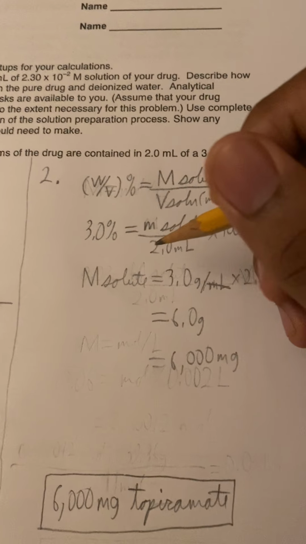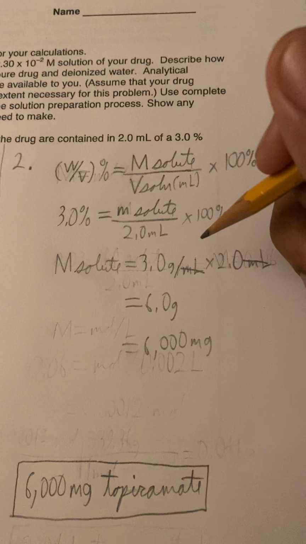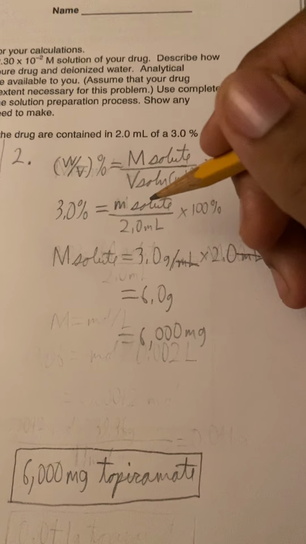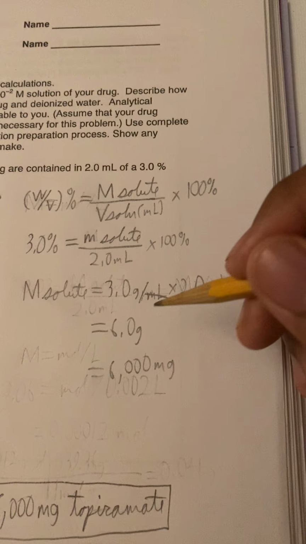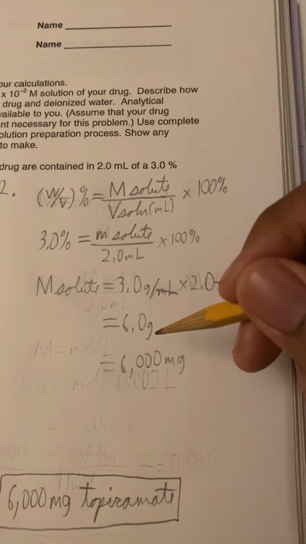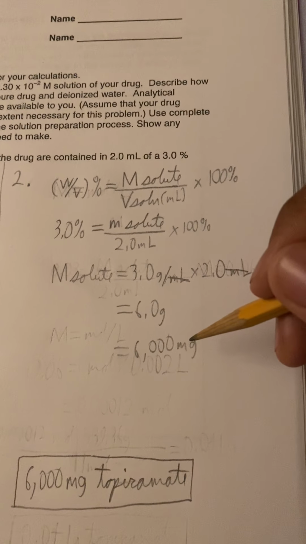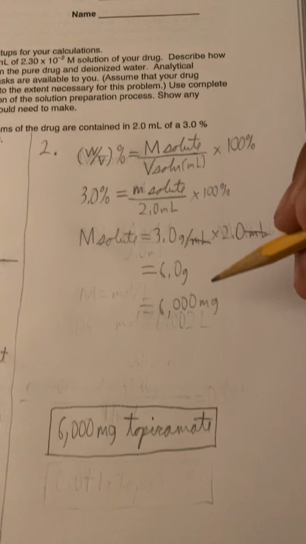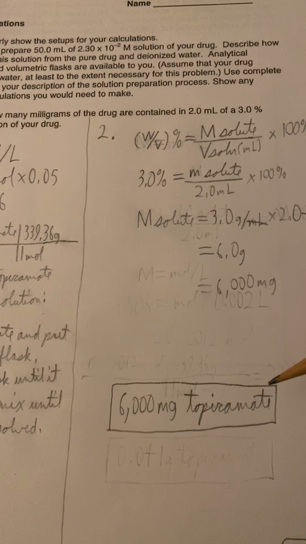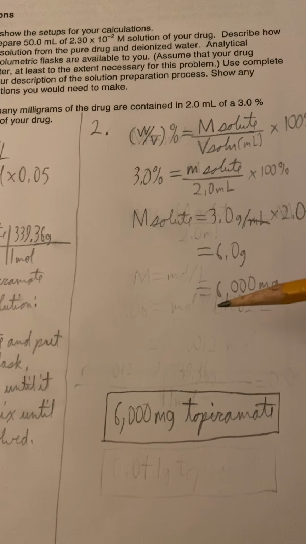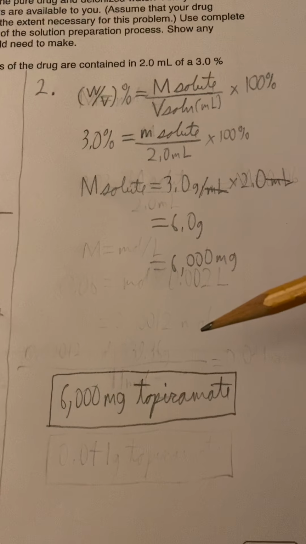So we would multiply by 2 to solve for the mass of the solute, and then we would get 6 grams or 6,000 milligrams. So how many milligrams of topiramate are contained in 2 milliliters of this solution? 6,000 milligrams.